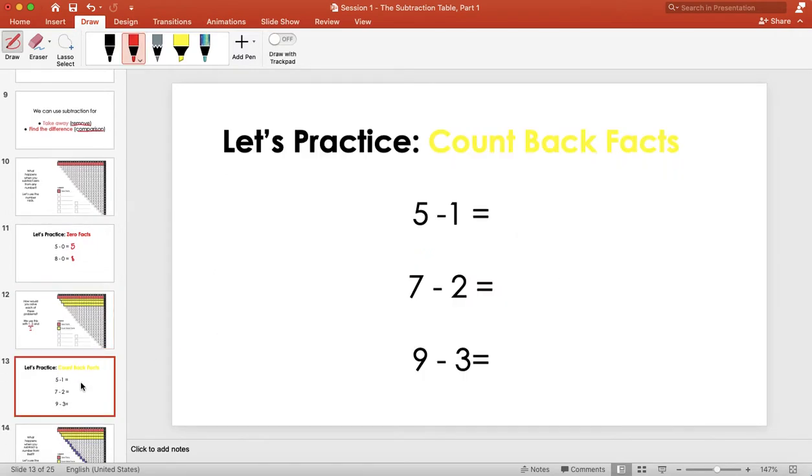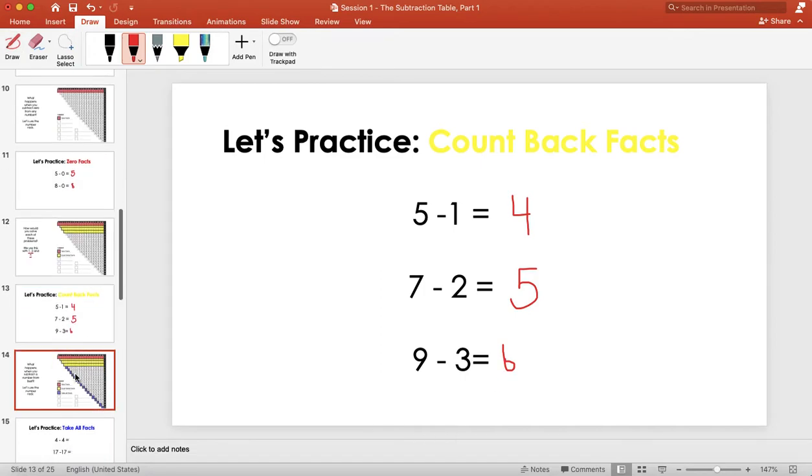Okay, let's practice some count back facts. 5 minus 1 is going to equal 4. 7 minus 2 is going to equal 5. 9 minus 3, we can count back: 9, 8, 7, 6. 9 minus 3 equals 6.